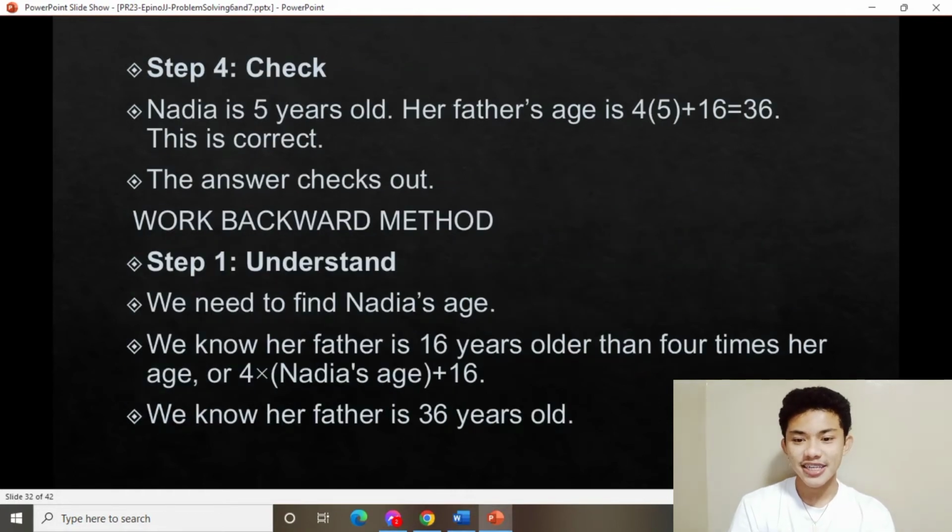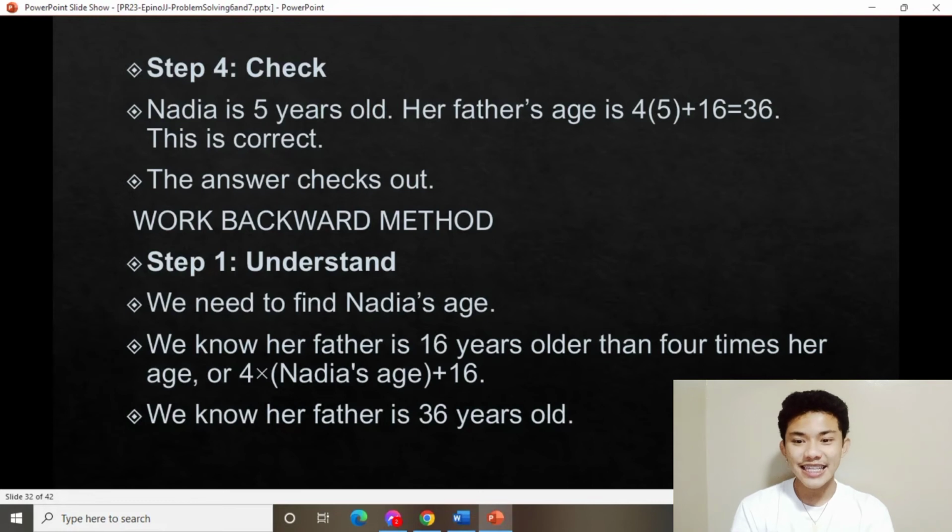Step 4. Check. Nadia is 5 years old. Her father's age is 4 times 5 plus 16. The answers check out.